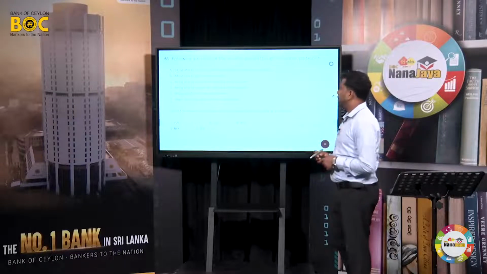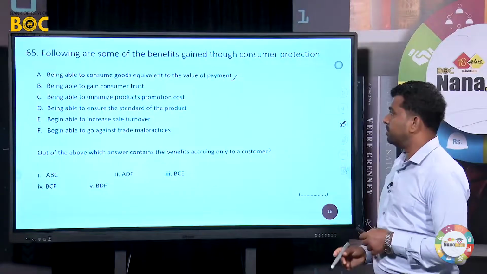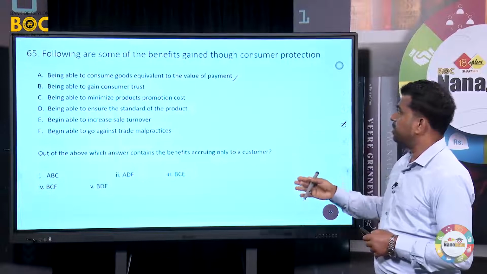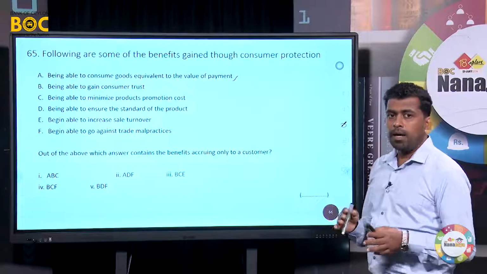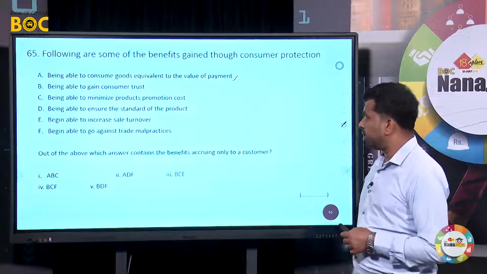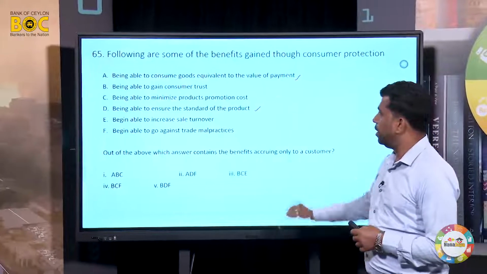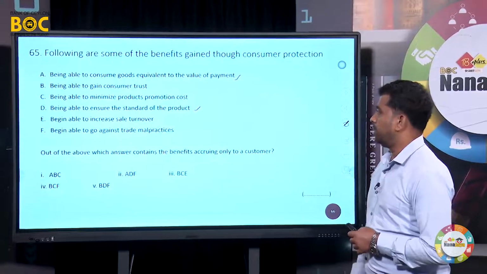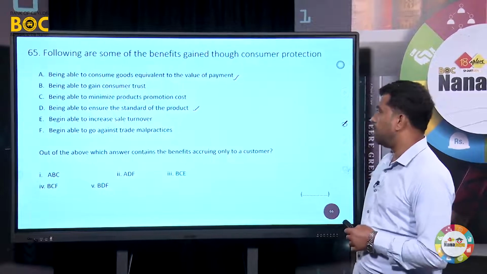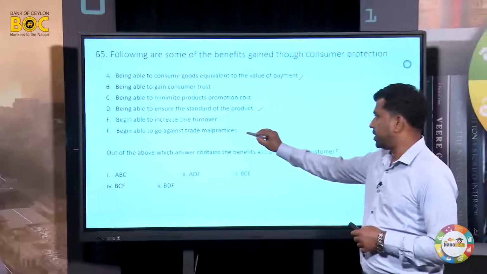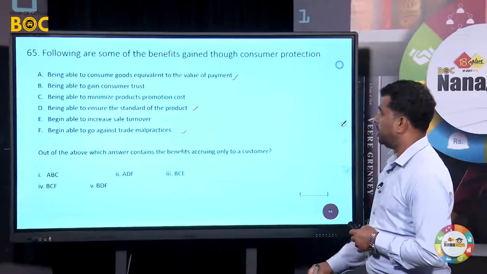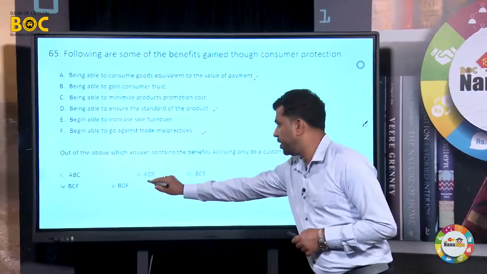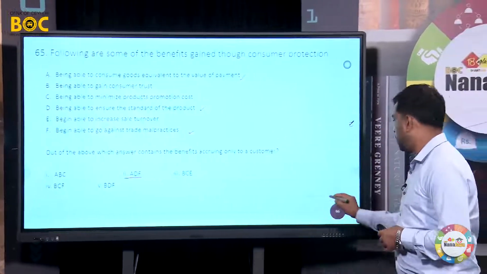Being able to ensure the standard of the product, that means it gives a quality certification, are given by third party assurance. Being able to increase turnover, it's for businessmen. Being able to go against trade malpractices through the consumer protection. A, D and F. A, D and F is given in the second option.